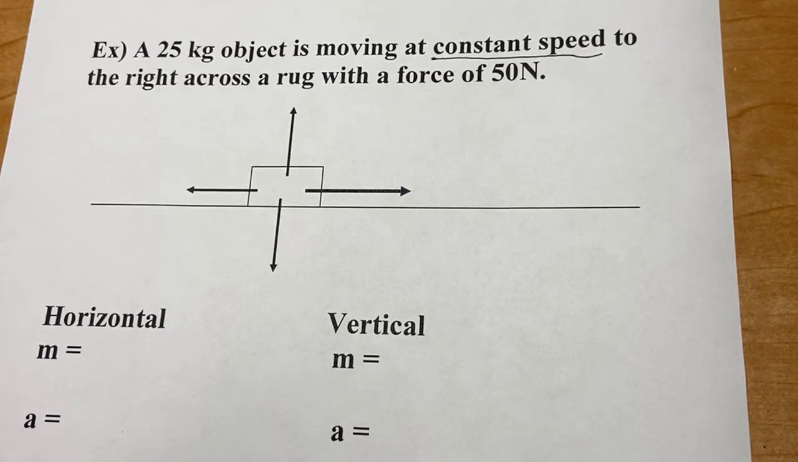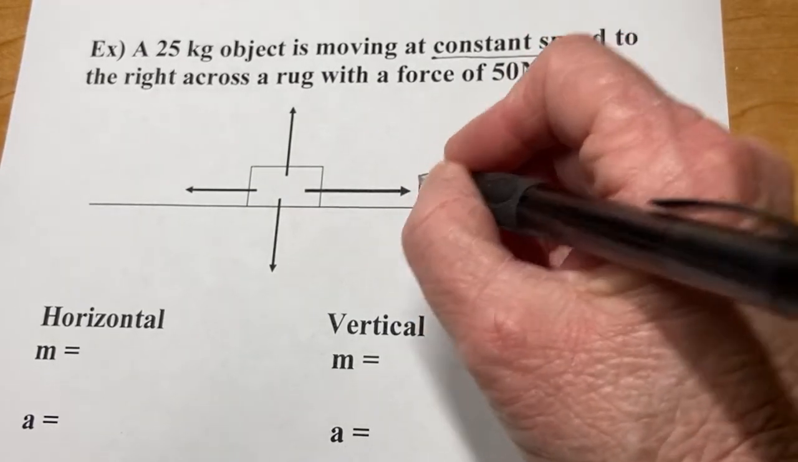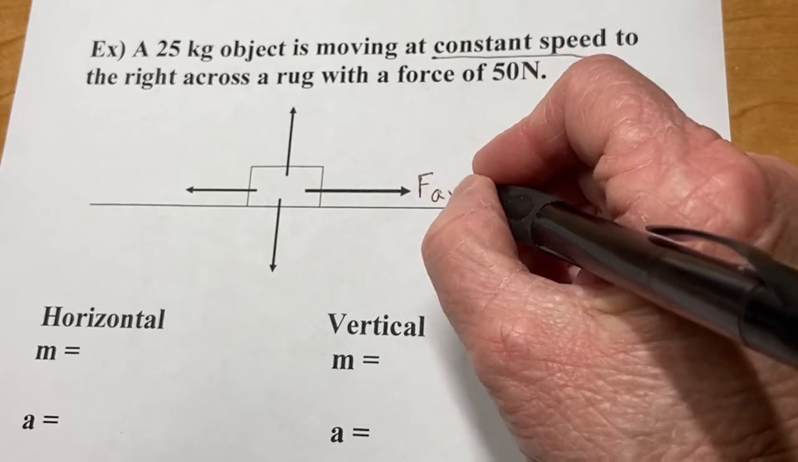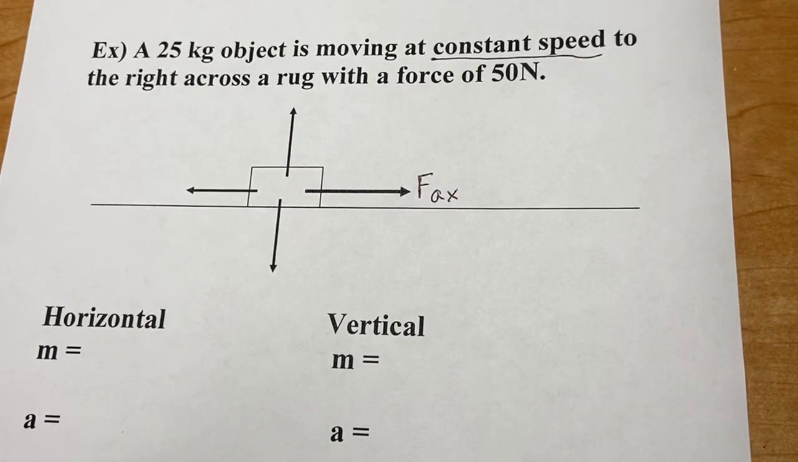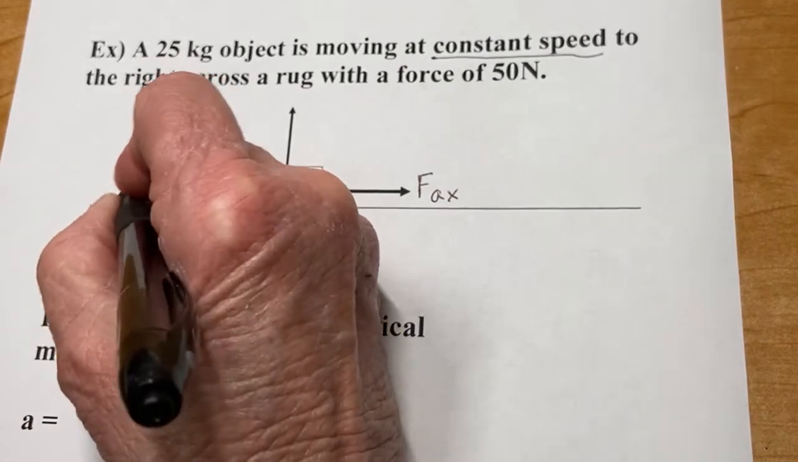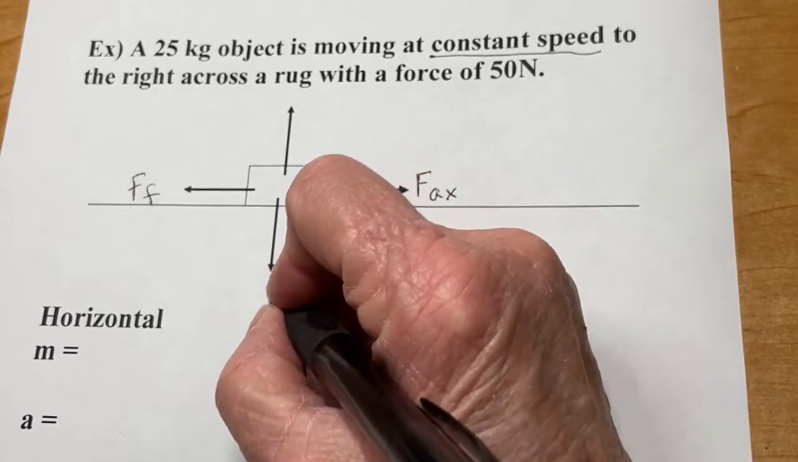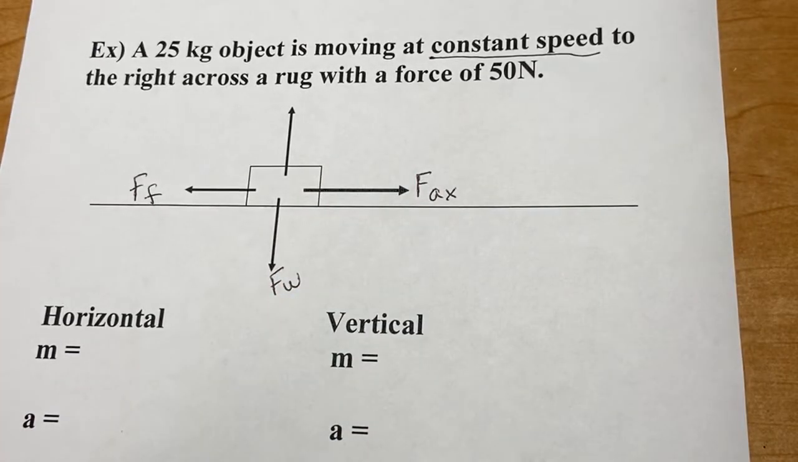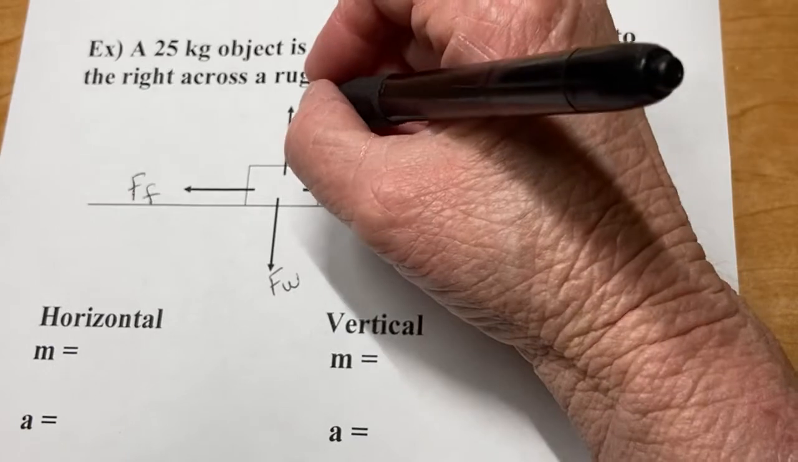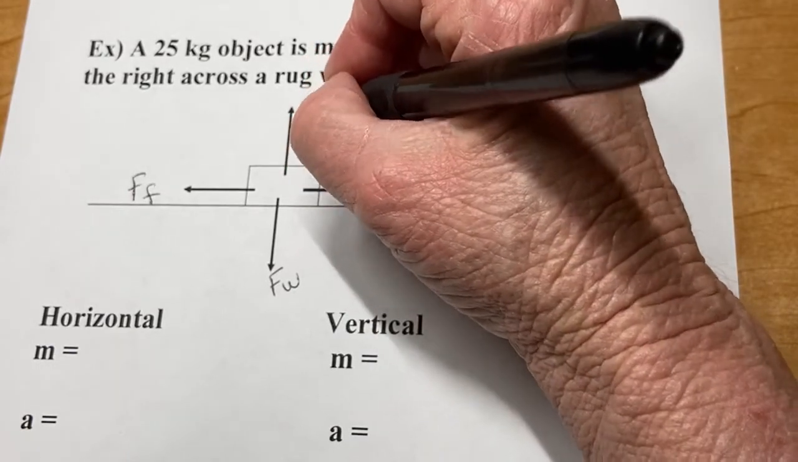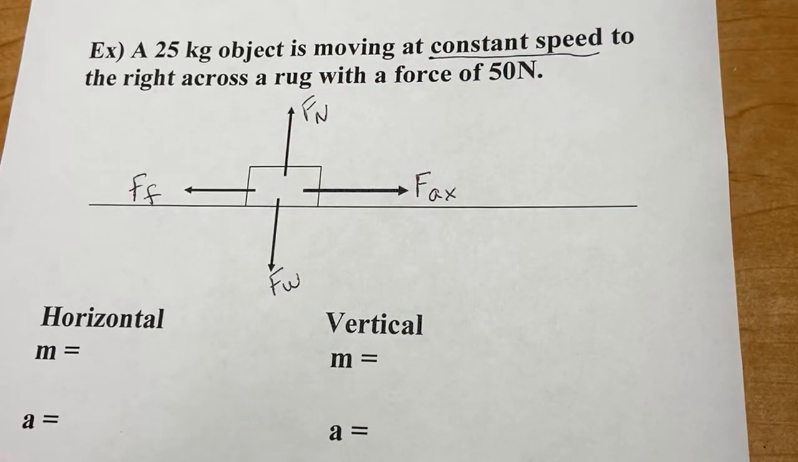So the picture is important. This is the force applied, and it's in the x direction. The force that opposes motion and acts parallel to the surface is friction, so that would be on this arrow. This would be the weight. And this is your normal force. It would be the force of the surface pushing up.